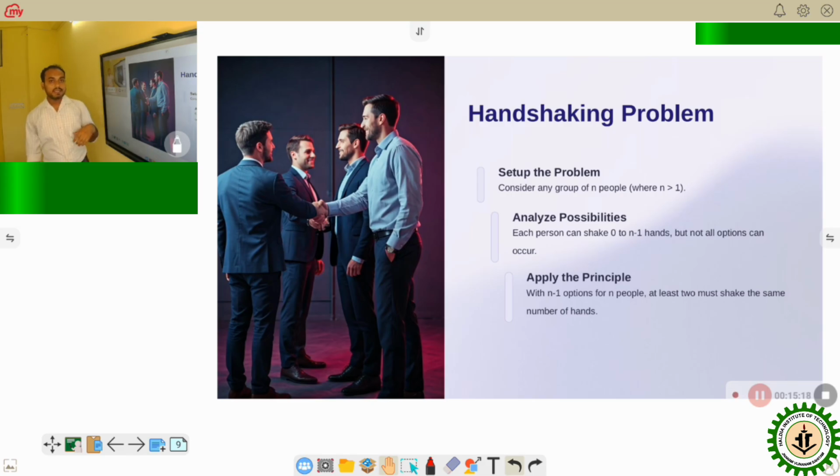So how will we formalize this problem? Set up the problem like this. Consider any group of n people. Suppose we have a big group that consists of n people, and the number of people should be greater than 1. Why? Because at least two people will be needed to shake hands.